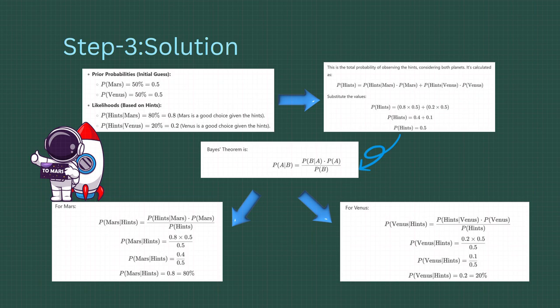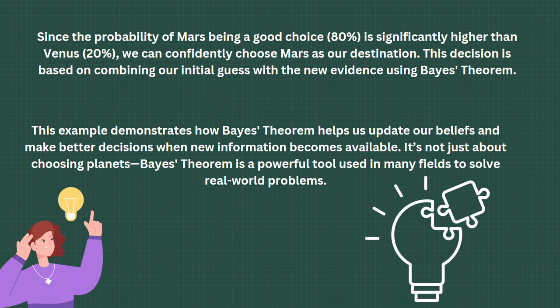And we will take our decision based on those calculations. Suppose then I will not wash my clothes today, because there might be rain, there is a 70% chance of rain. So this is the use of Bayes theorem. And since the probability of Mars being a good choice, 80%, is significantly higher than Venus, 20%, we can confidently choose Mars as our destination. The example demonstrates how Bayes theorem helps us update our beliefs and make better decisions when new information becomes available.